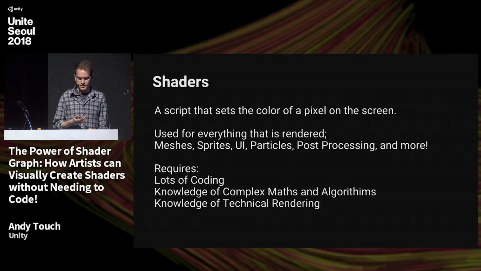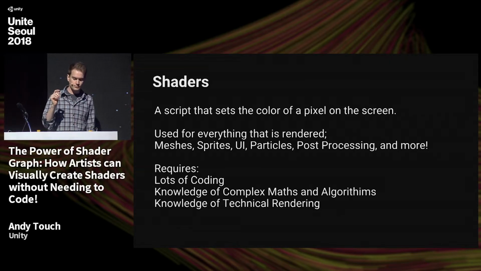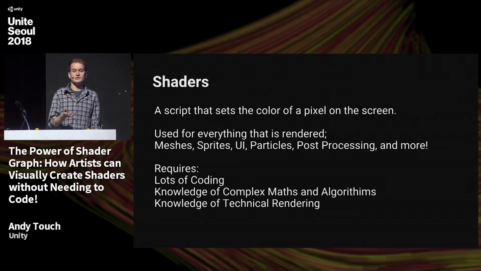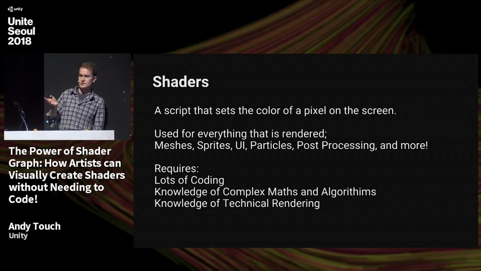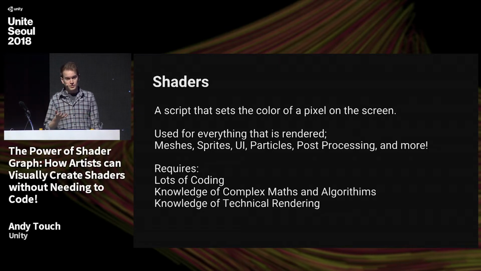So to give a bit of background, shaders are basically a script that sets the color of a pixel on the screen. And these are used for everything that is rendered, from meshes, sprites, UI, particles, even post-processing. And this is incredibly important if you want to create a certain visual for your game or have a certain art direction. However, this artist-focused topic requires lots of coding, knowledge of complex maths and algorithms, and knowledge of technical rendering.